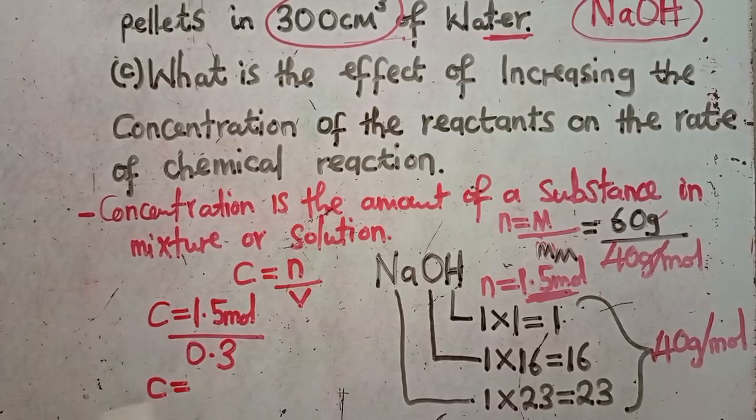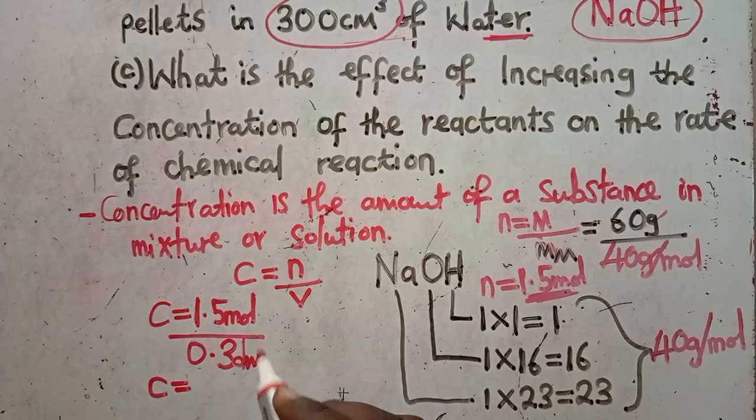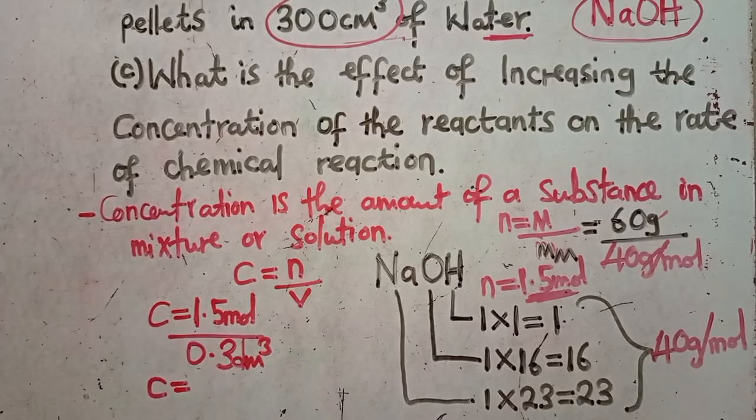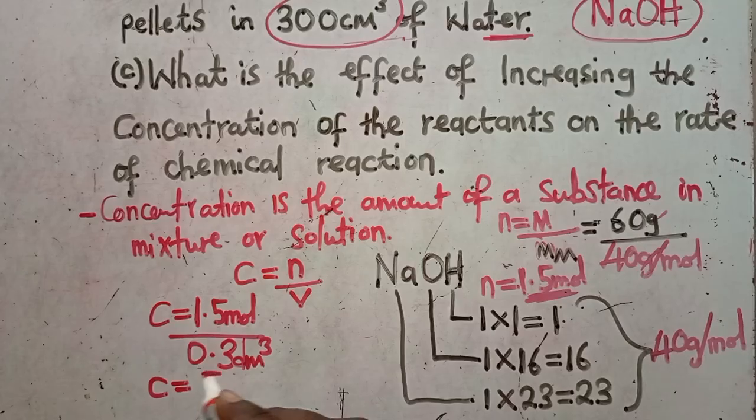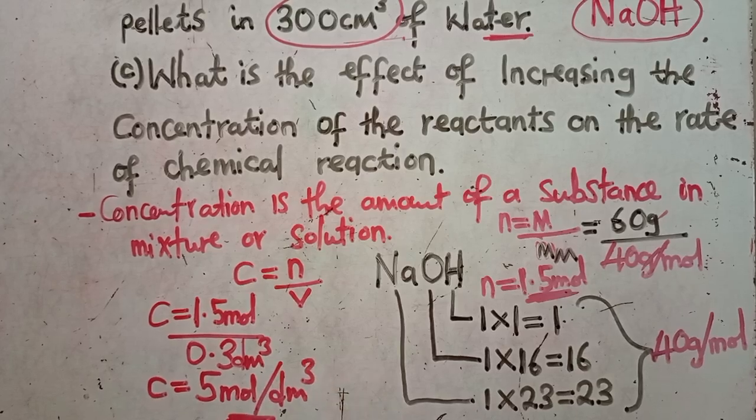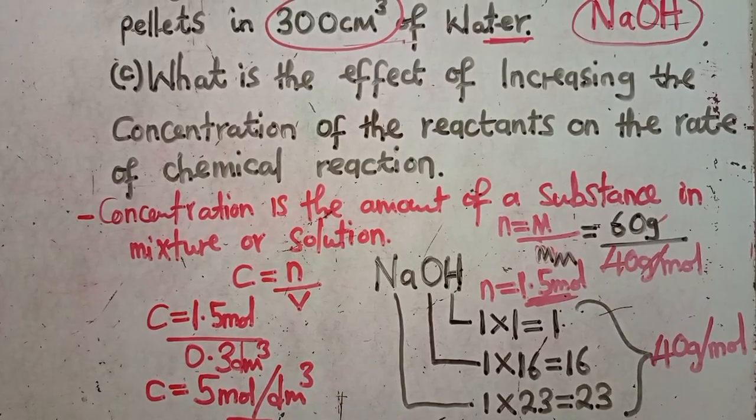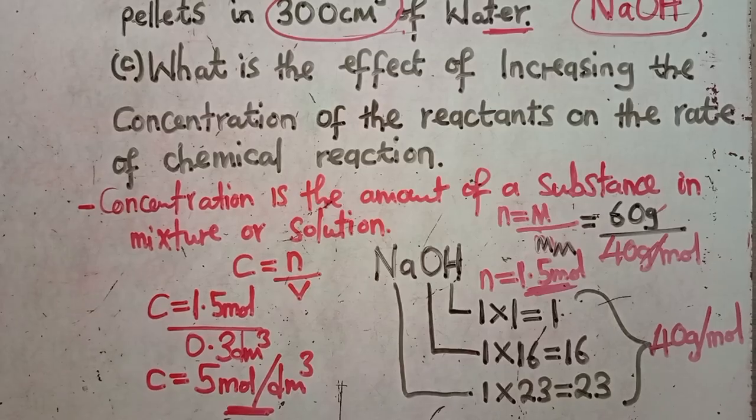When you divide there, what answer are you going to get? This is the volume, in cubic decimeters. So when we divide 1.5 by 0.3, what is the answer? The answer is 5. So I just say 5 moles per cubic decimeter. So meaning this is my answer. Is this how you need to answer it? I guess you've seen how I've answered this particular question. So simple.